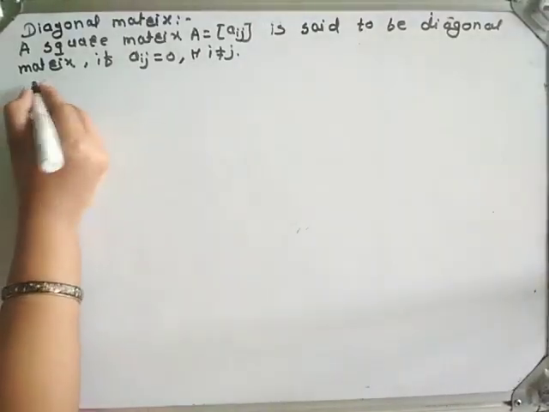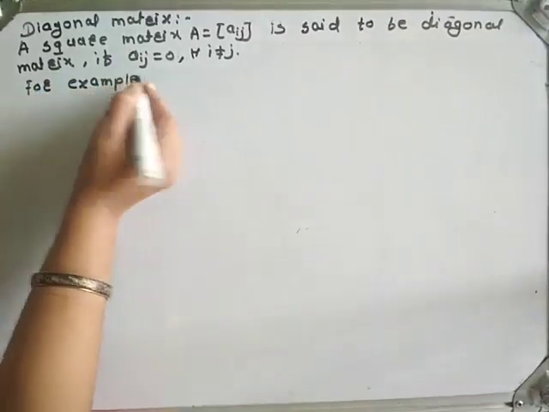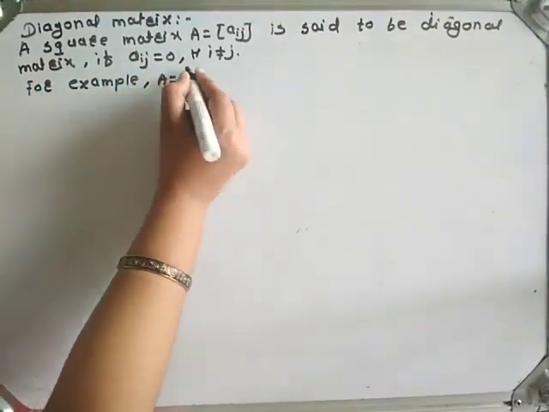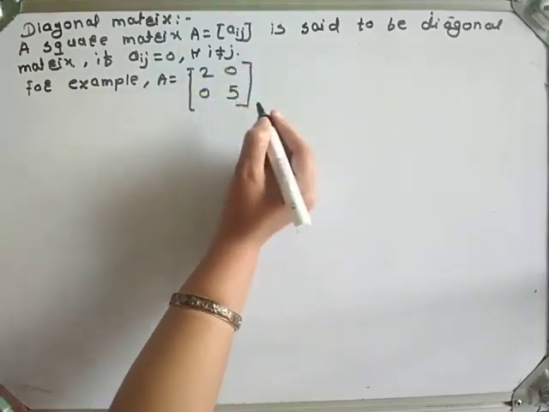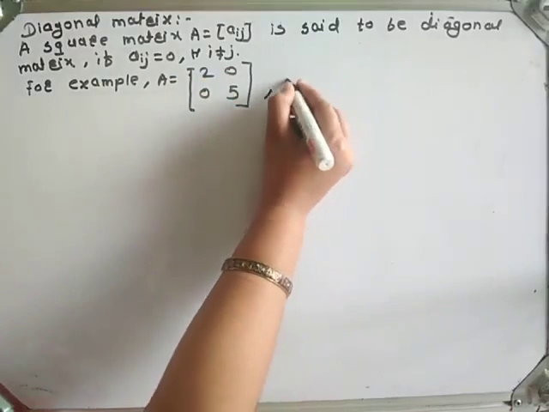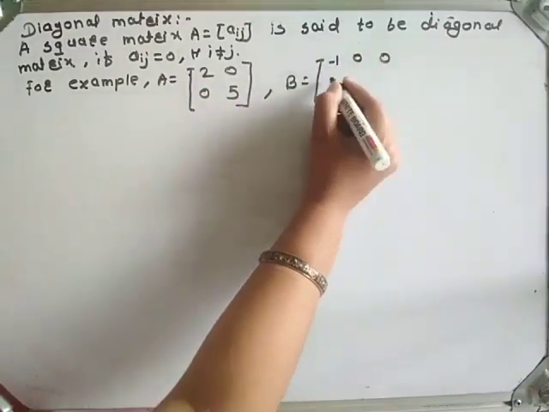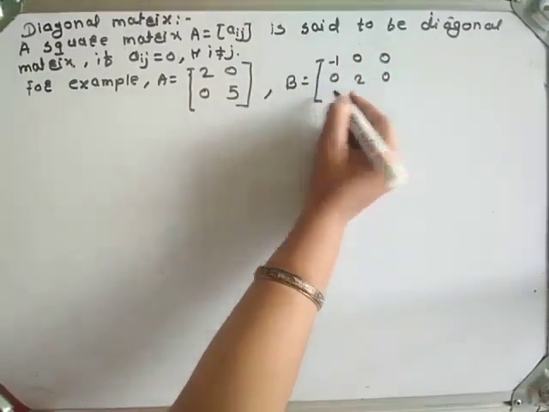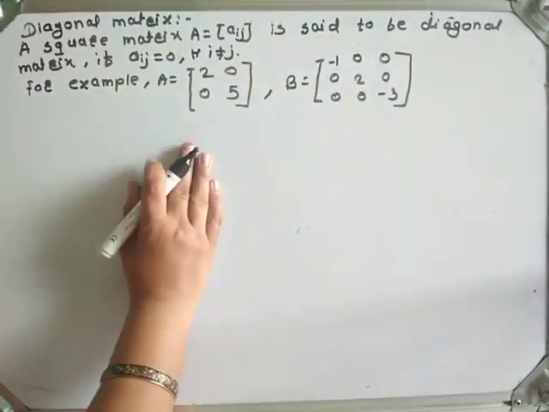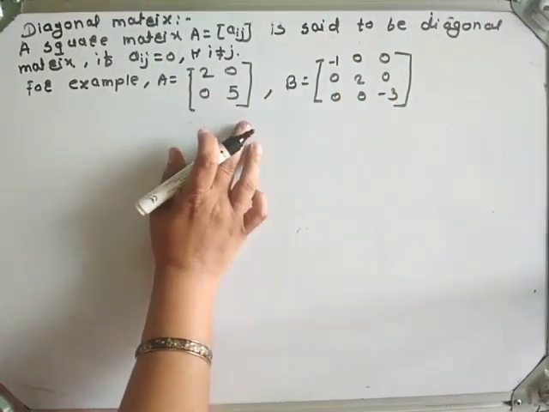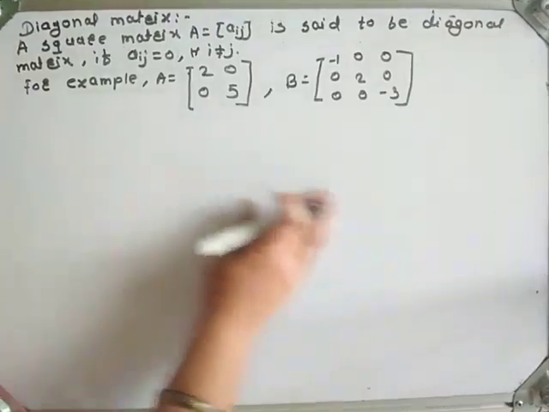For example, the matrix 2 0 0 5. The second example is the matrix minus 1 0 0, 2 0 0, 0 minus 3. See, in this example only the diagonal entries are non-zero and the other entries are 0, therefore it is a diagonal matrix.